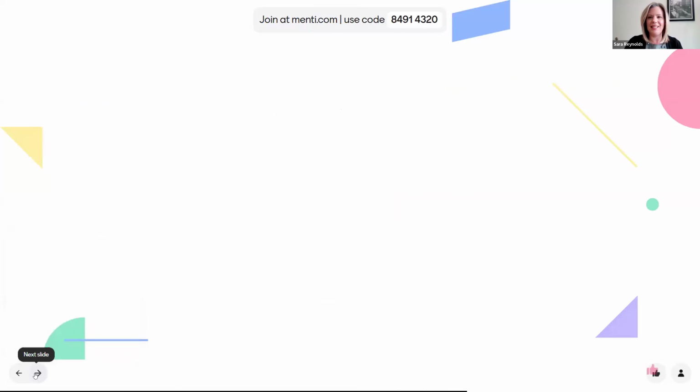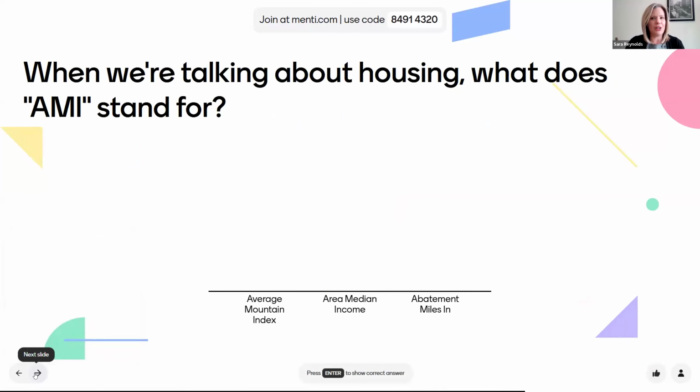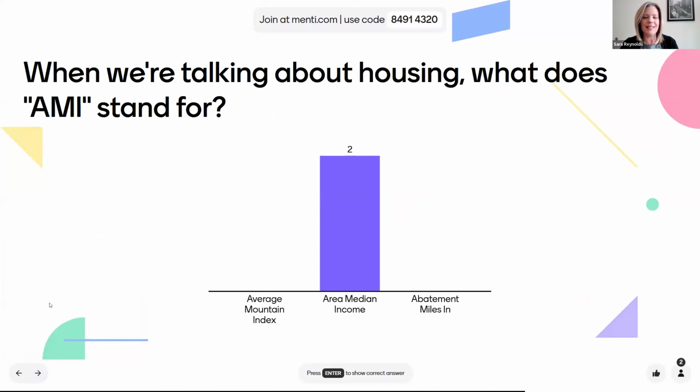Our next question is going to test your familiarity with a few key terms that our speakers are going to be bringing up today. When we're talking about housing, what does AMI stand for? We've got average mountain index, area median income, or abatement miles in. Oh, this is a smart crowd. You all are spot on. It is area median income. When we talk about housing as being affordable, we use AMI and that percentage as a way to define the income range we're trying to establish. In Jefferson County, we're talking about 60% to 120% AMI, and that would equate to households making between $52,000 and $150,000 a year, depending on the size of the household.